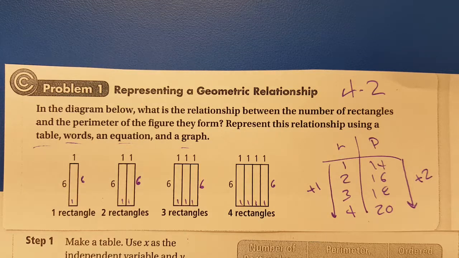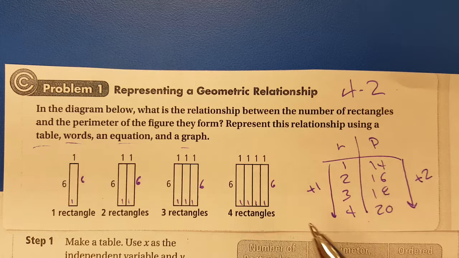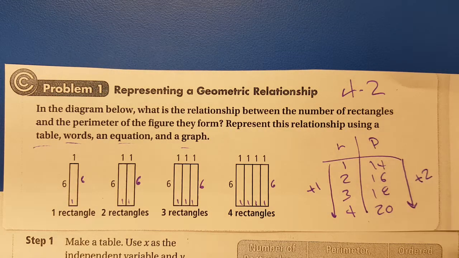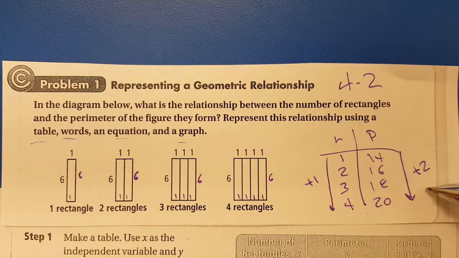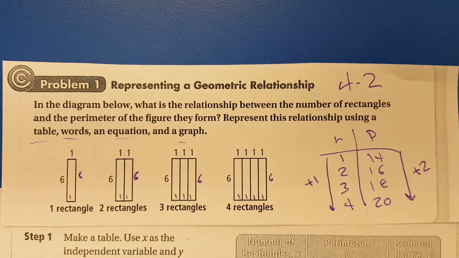Because what we're trying to do is describe this in a table, in words, in an equation, and a graph. Well, there's your table right there. All I'm doing is organizing the information into a nice, pretty table. From there, you can start looking for patterns. Looks like every single time I added a rectangle, I added 2 more units to my perimeter. So that's basically my story that I'm going to say right there. The perimeter increases by 2 every single time I add a rectangle. There you go. There's the story.